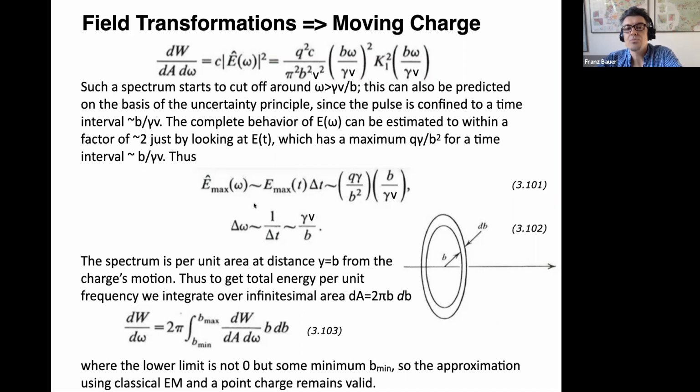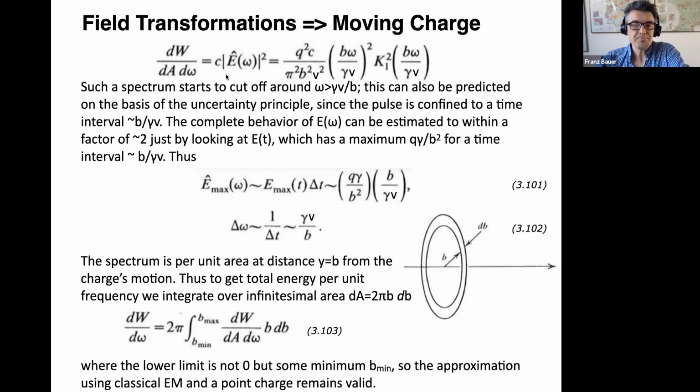And so roughly speaking, the delta width will be proportional to 1 over delta time. And so it should be like that. This is just to give you a rough sense of the limits of this spectrum.